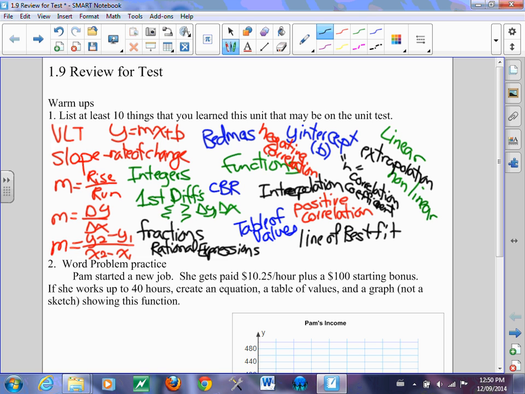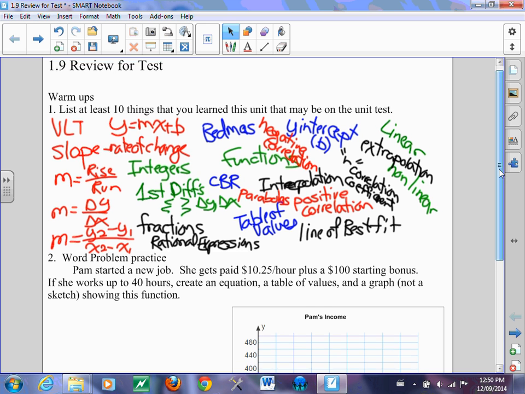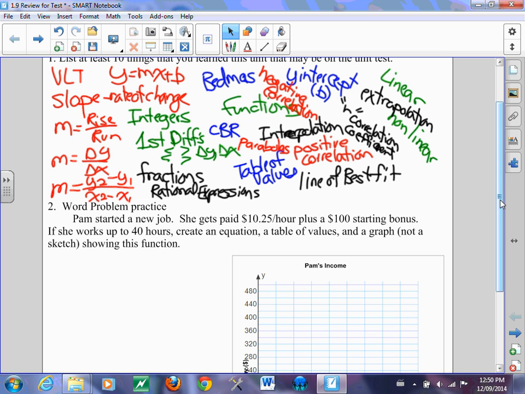Okay. What else do we have? I'm looking here. Oh, we learned a little bit about parabolas. Those are your nonlinear U-shaped ones that we're going to be dealing a whole couple of units on. Function: each x has its own y. I think we've got function up there. I think that's a pretty good list. So make sure that if you're writing your own study sheet that you've got those things covered.